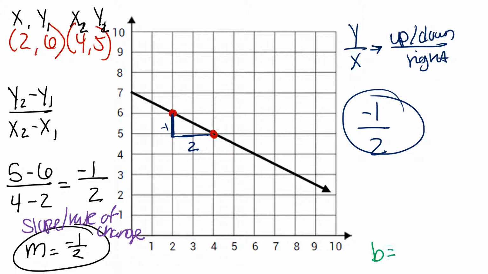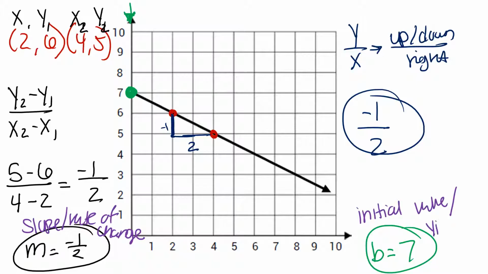To find the b value, we look at where it crosses the y-axis, and the line starts on the y-axis at 7. That b value is the initial value, also called the y-intercept.